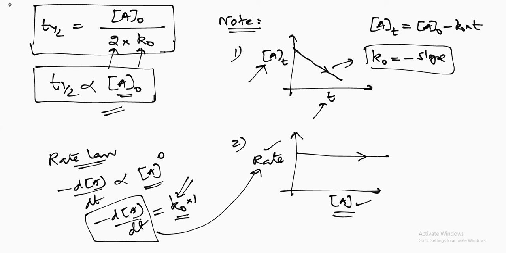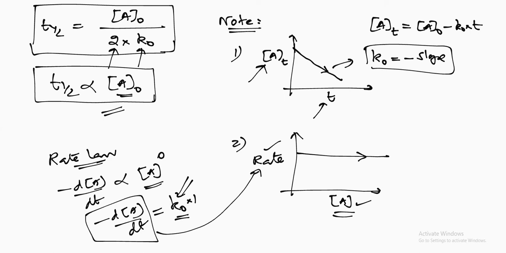Is there any doubt, students? See what quantities we are plotting. In the y-axis we are plotting rate. In the x-axis we are plotting concentration. Is this clear? Students, is this clear? Hello? Yes, sir. Yeah, right.